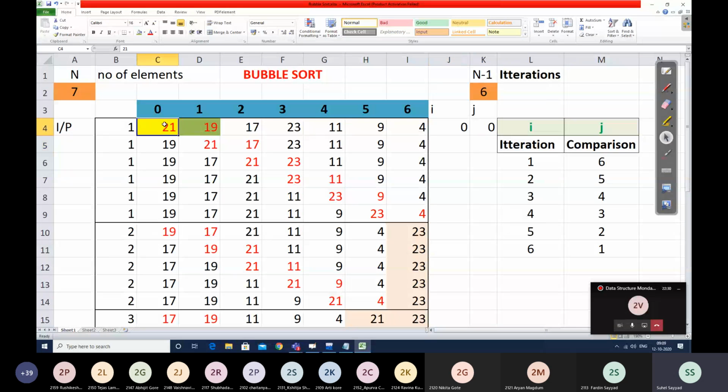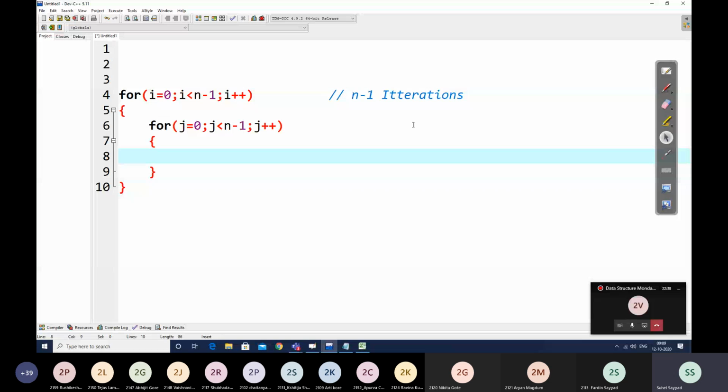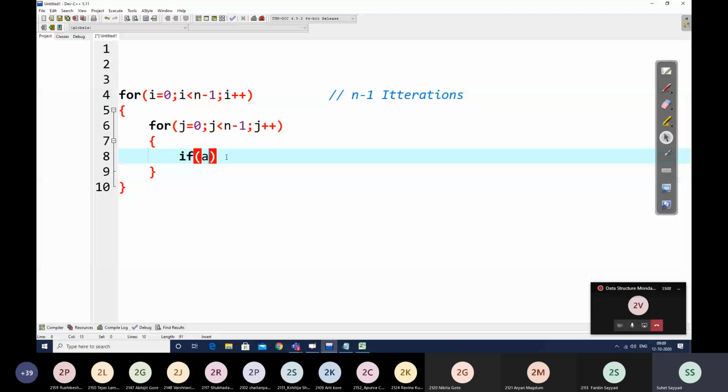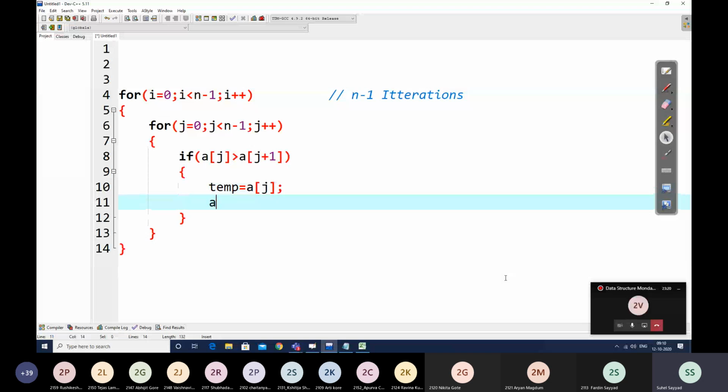If the number present at j, which is 21, is greater than the number present at j plus 1, that is 19, then only we have to write the logic of swap. Otherwise the swap will not happen. So the condition is: if the number at j is greater than the number at j plus 1, then we have to swap these two numbers. So I'm writing the logic of swap. You all know how to do swap now: copy one in temp, copy back the other one.